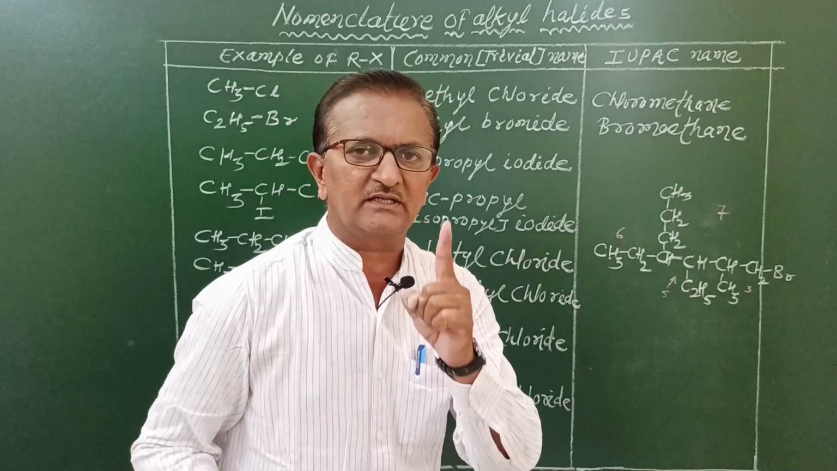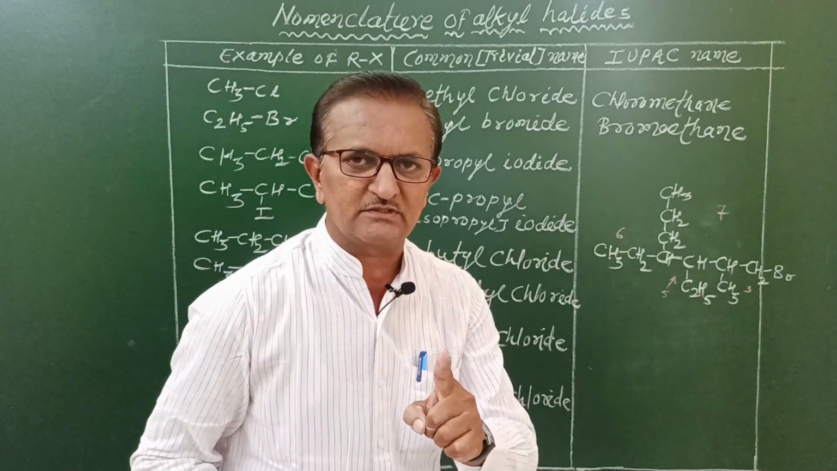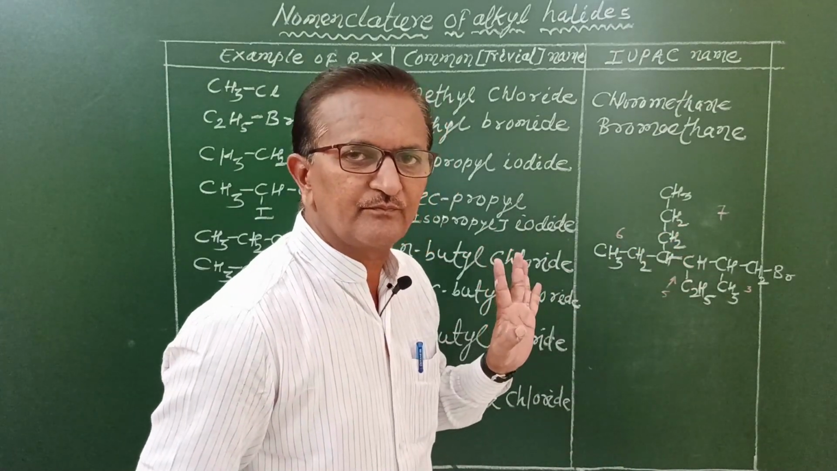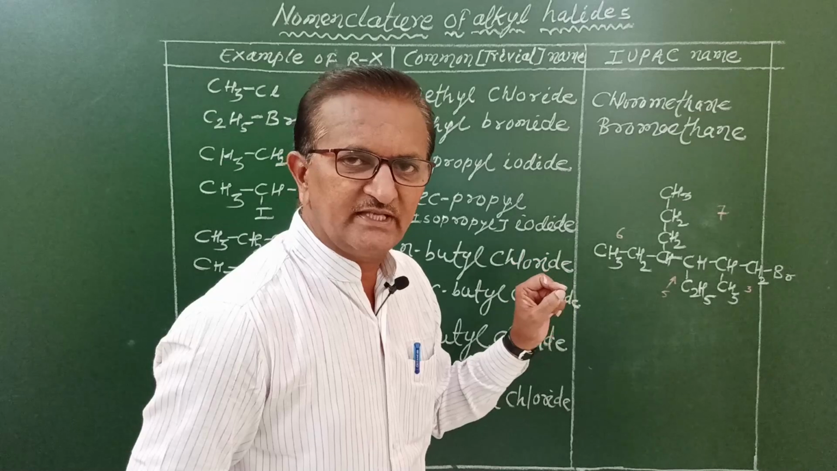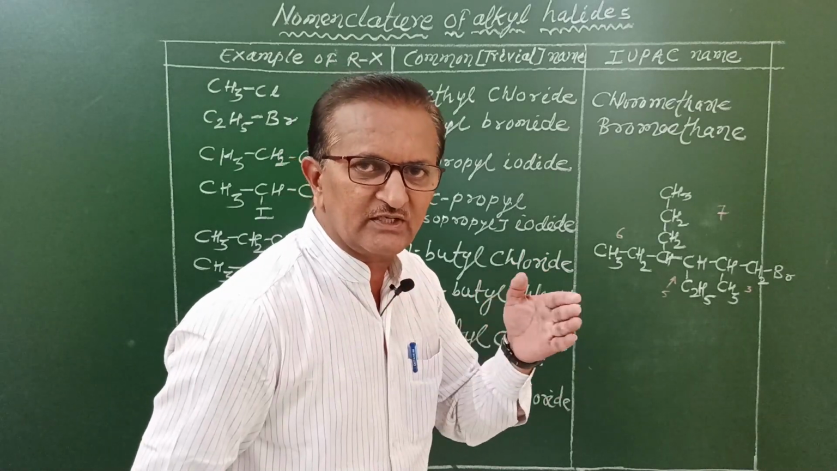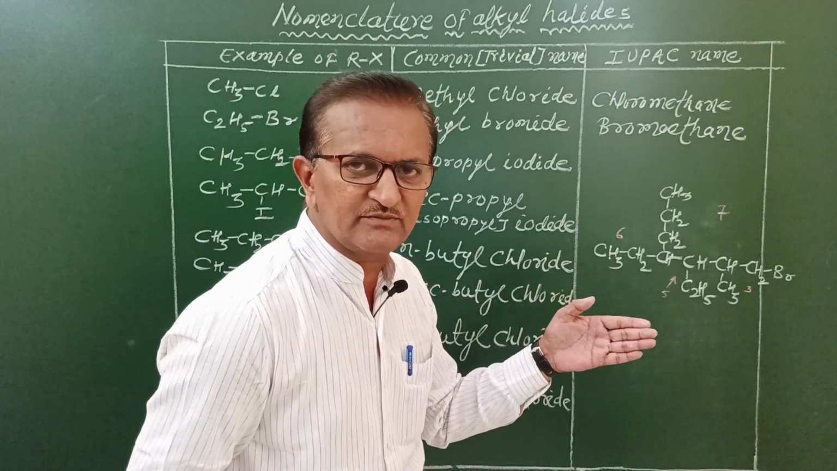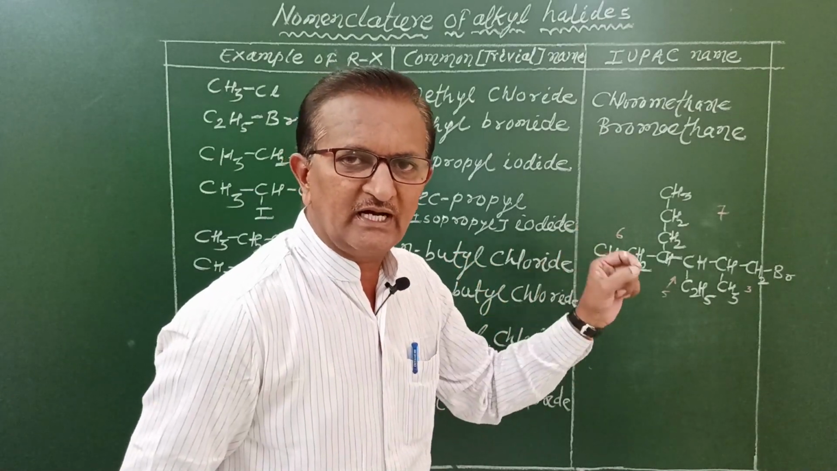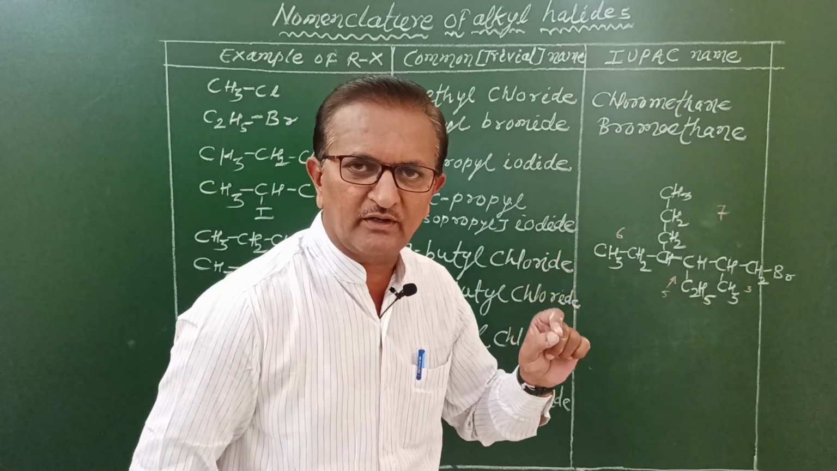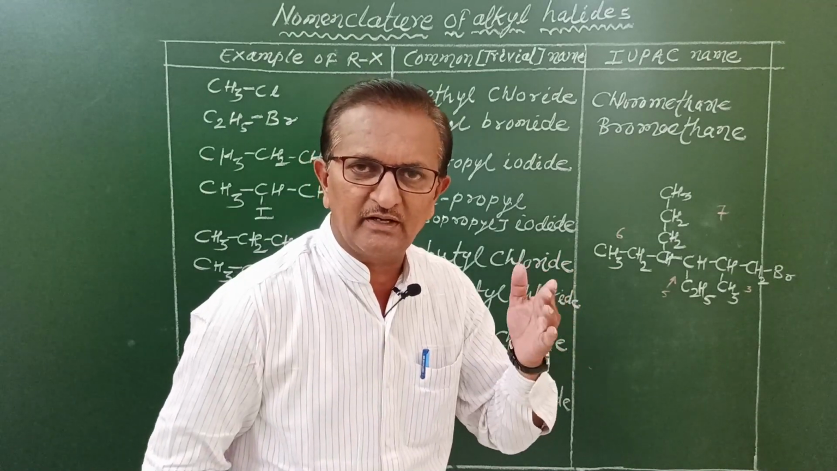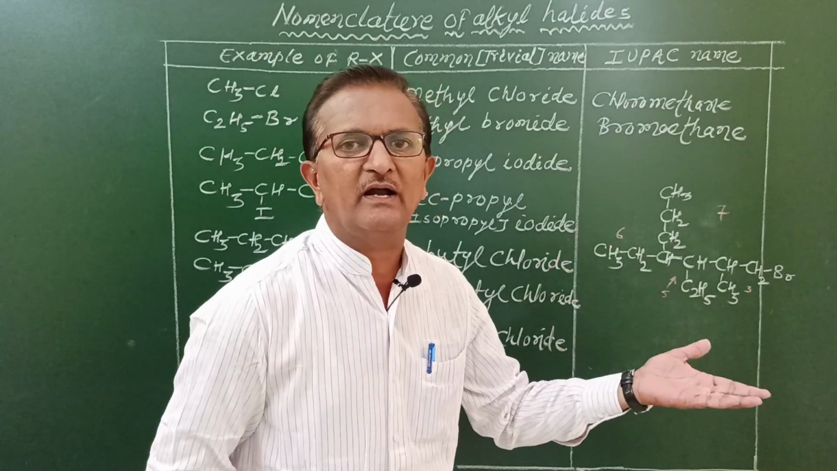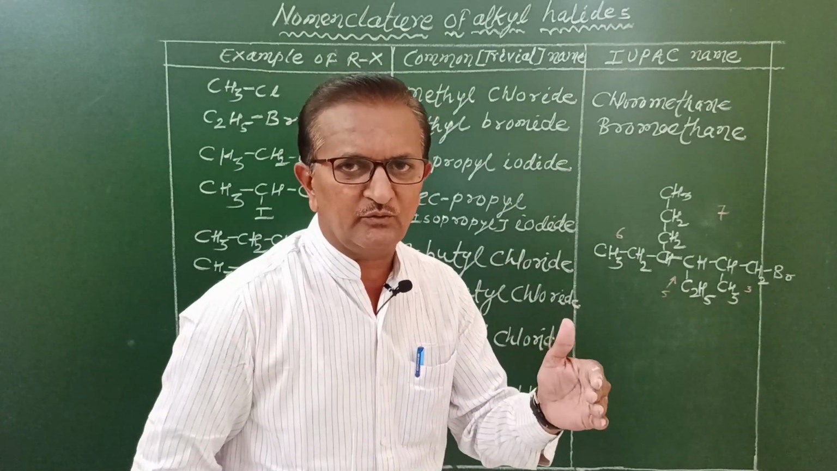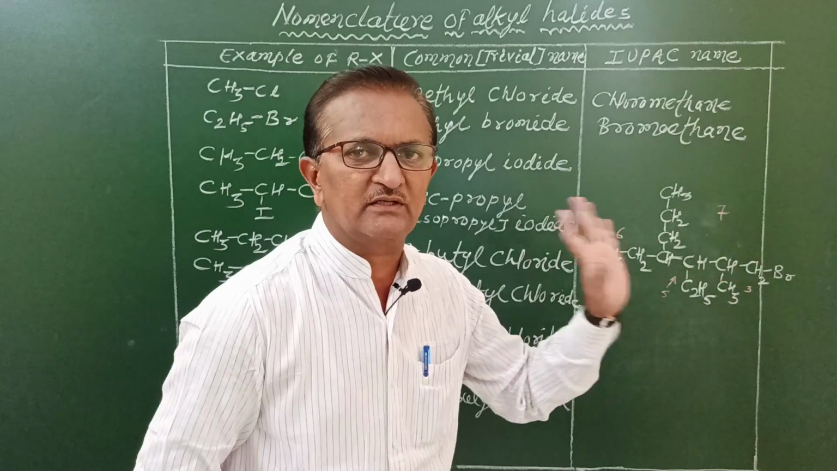So therefore, what is the first rule? Select the longest continuous chain of carbon atoms containing the halogen atom in a molecule. Okay. What is the next rule? Once we select the longest continuous chain of carbon atoms in a molecule, rule number 2 is the carbon atoms of this longest continuous chain are numbered from one end to the other end. But the numbering is started from that end which is nearest to the halogen atom.